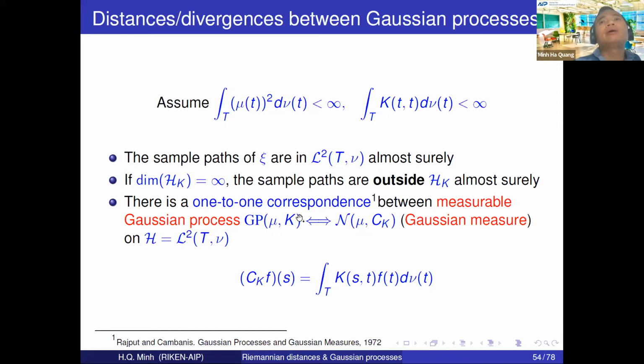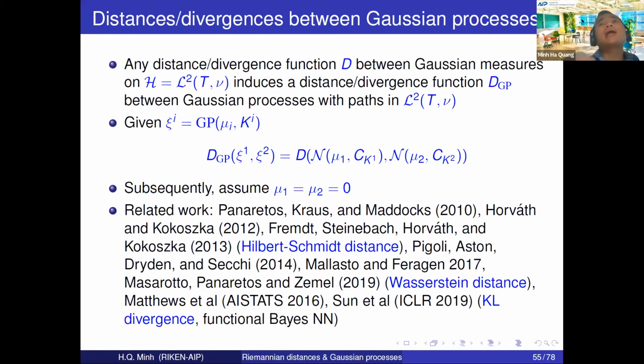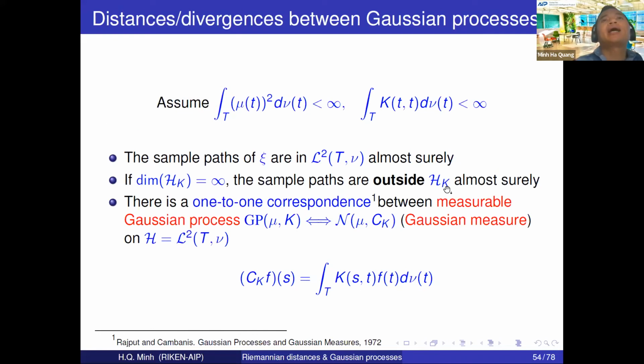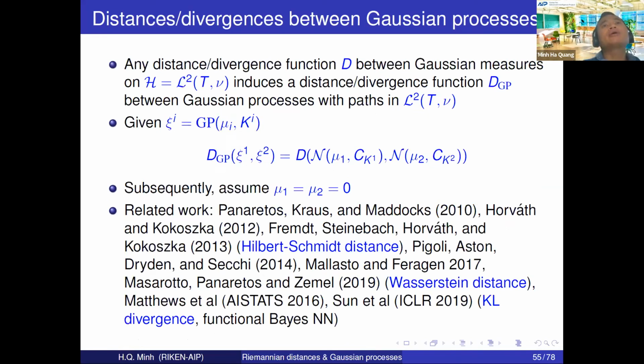This is also a classic, but we have to be careful: if the dimension of H_K is equal to infinity, then the sample paths are actually outside of H_K almost surely. So they do not lie in the RKHS, but they are square integrable. So now we can think of the Gaussian processes as actually sampled from these Gaussian measures on L2(ν). We sample the function based on this Gaussian measure on L2. With this correspondence, we can define a distance or divergence between the Gaussian processes via the distance or divergence between their corresponding Gaussian measures.